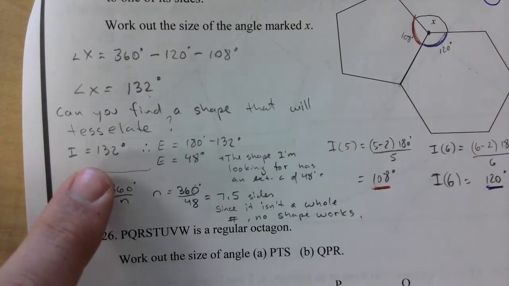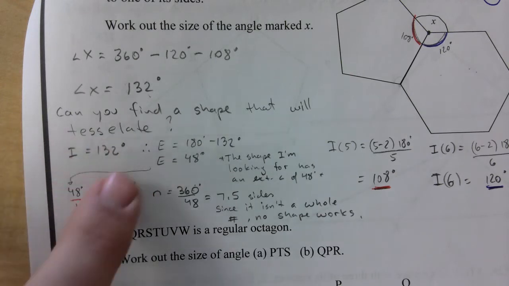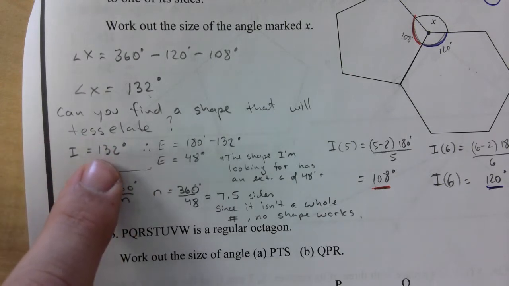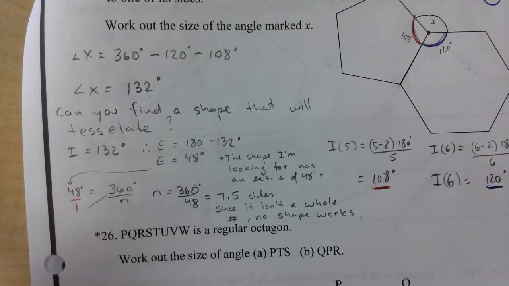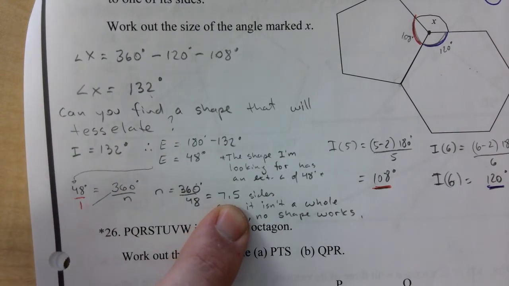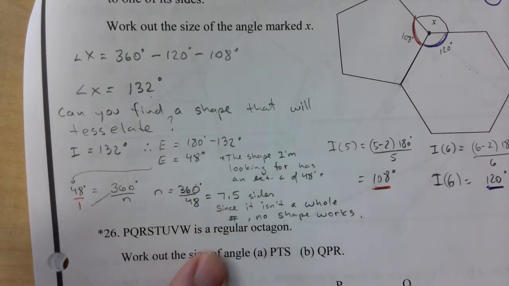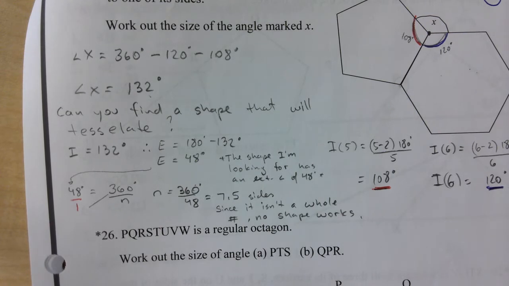So if you would have rather wanted to use the interior angle formula, which a lot of you stick to, and that's fine, you would have still arrived at the same conclusion, 7.5. N is 7.5, okay? And it doesn't work. It has to be a whole number for it to work.